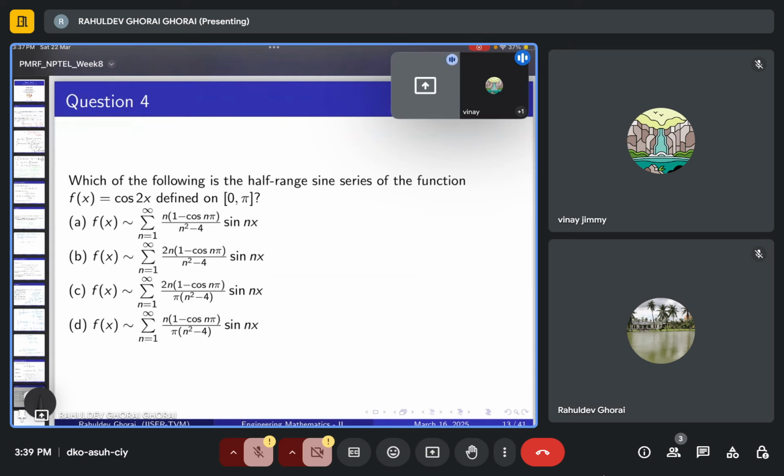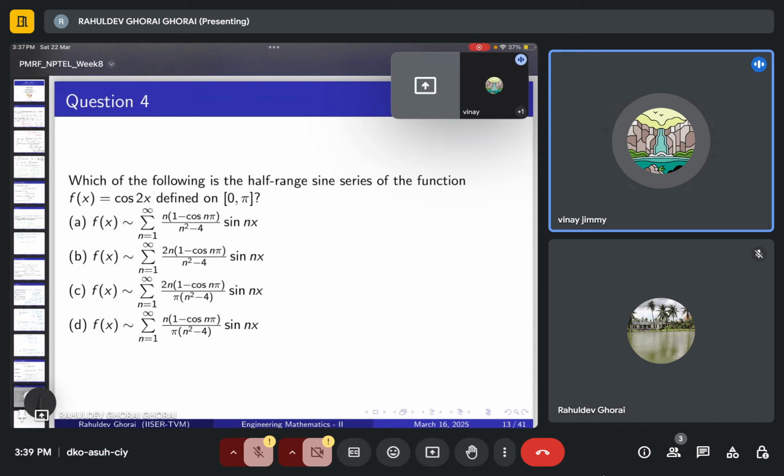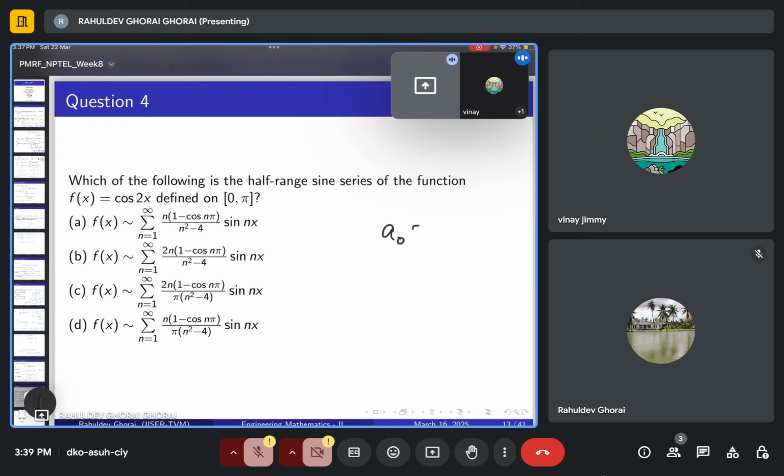So similarly, this one is okay, right? One can do it for the half sine series. So a naught will be 0 in this case, and you have to find out mainly bn. An will be 0, okay, because you can see a naught is not there.